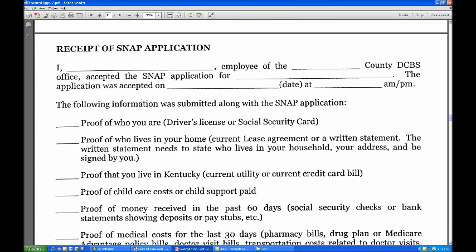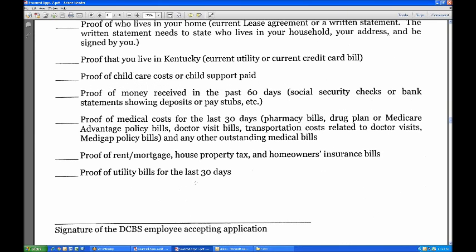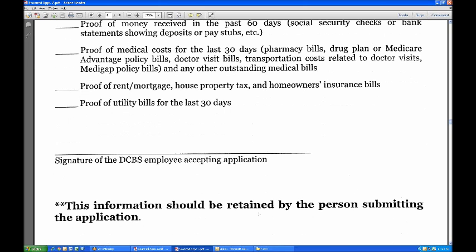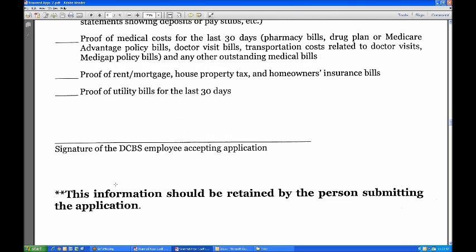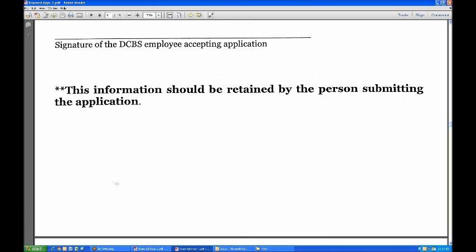And then on the back of the instruction sheet is the receipt. So it's for the employee of the DCBS to complete and indicate what has been submitted. And that way, too, at the end of the submission process, the client knows if they have anything that they need to submit rather than waiting for a request for information to come in the mail that could get lost. So they know that day what they need to bring back to the office. And then this should be kept by the individual submitting the application.